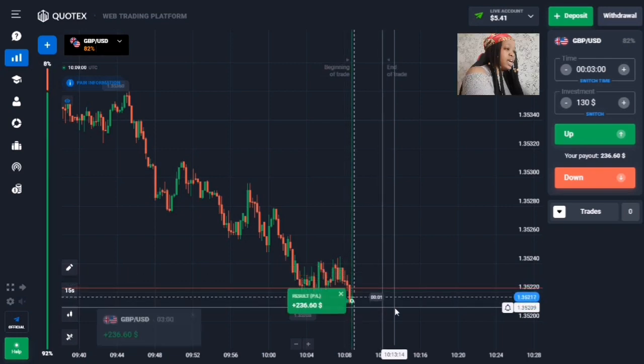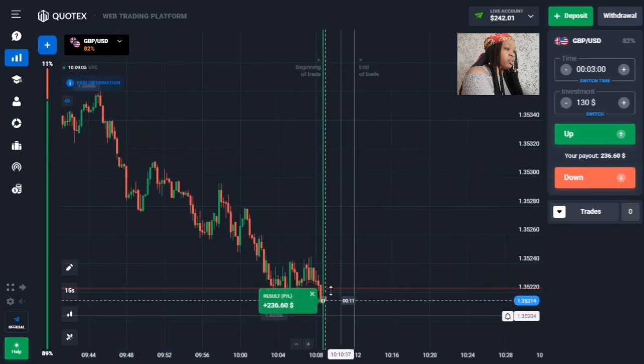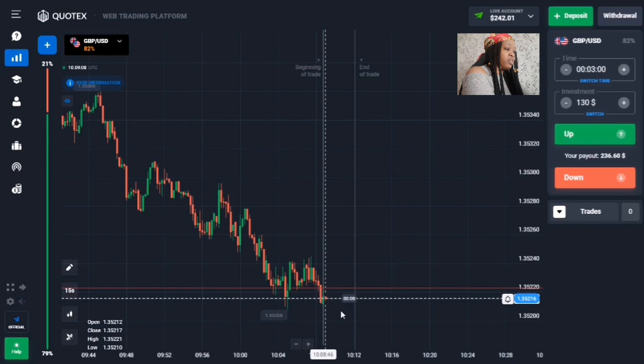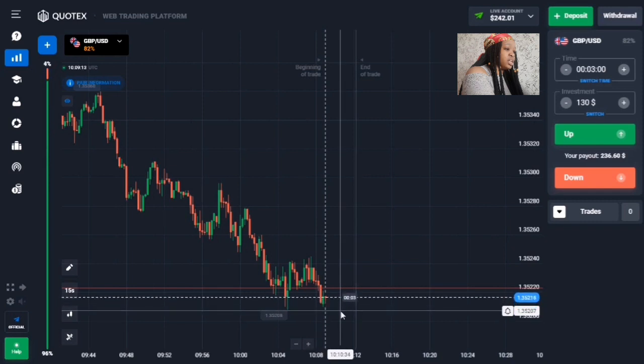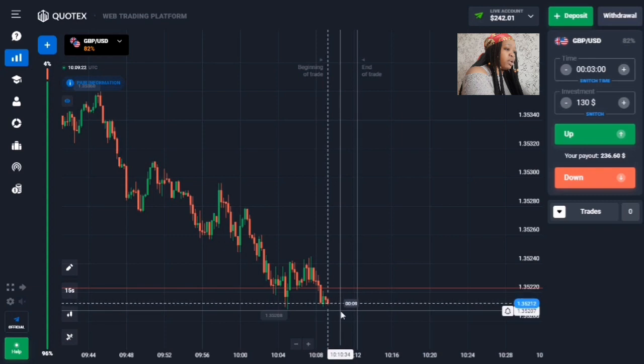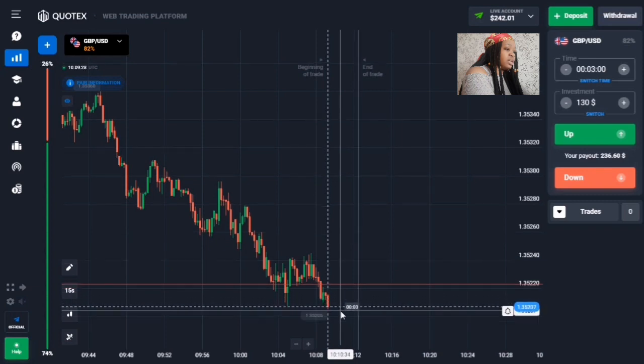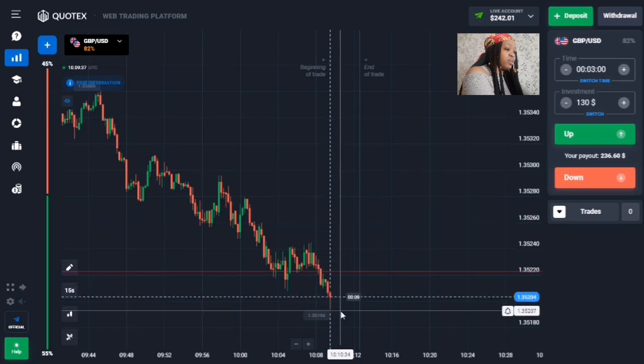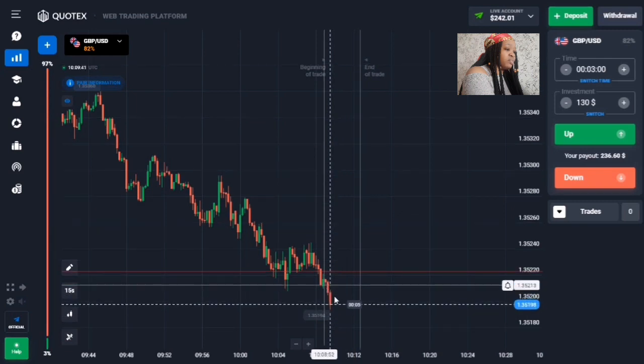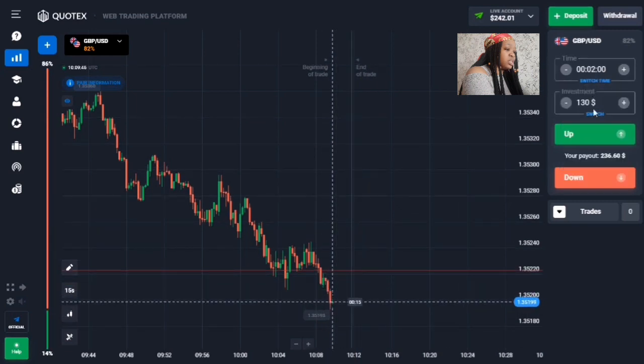Well, it's lit. After the small flat, the downward movement continued and the support level was broken through. I've got my very excellent profit. So the next trade I'm going to enter here again because after the breakthrough, the price is going down and I think that it will continue to the next level. So I'll do it for 2 minutes for a decrease and wait for the results.